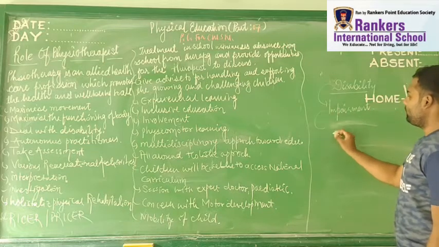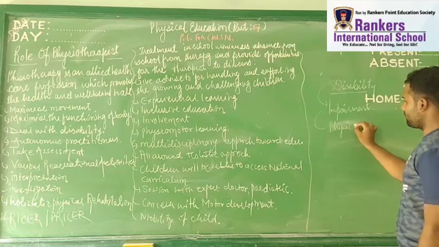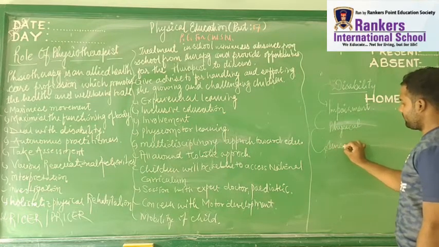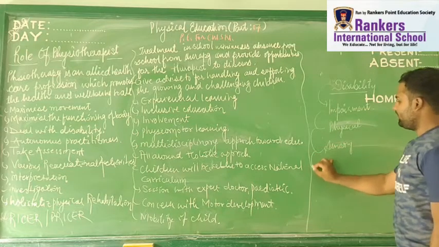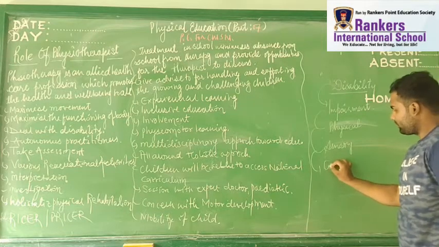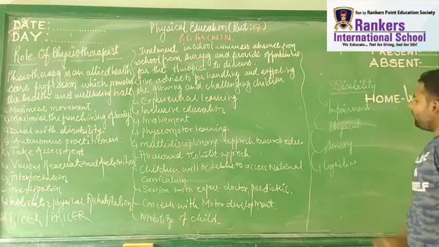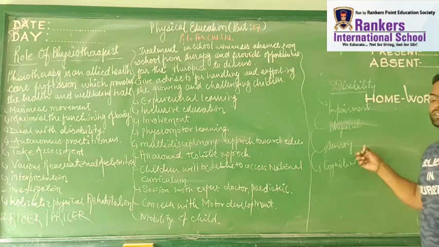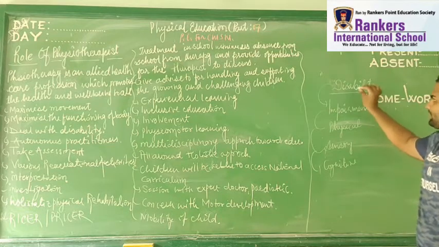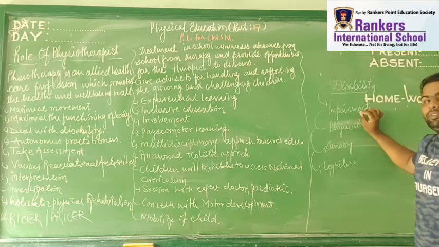It may be physical. It may be sensory. It may be cognitive. Or maybe a combination of all these things. Right, students? So what we need to understand is what disability is. Disability is a kind of impairment. Okay? Disability is a kind of impairment.